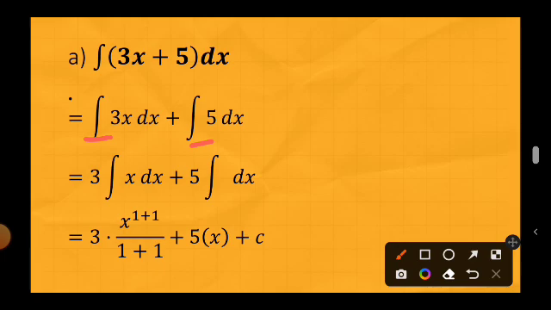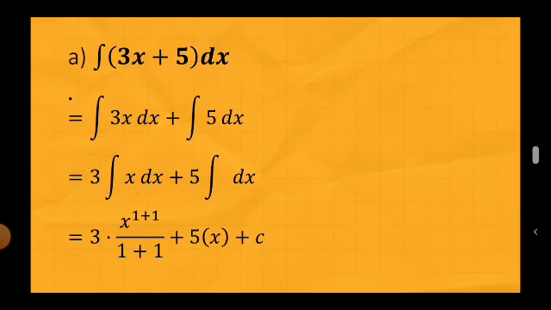So first, for our first function f of x, which is the 3x, we need to separate the constant using the constant multiple rule to the function. So we now have 3 times the integral of x dx plus, same with the second function g of x, we need to separate the 5 by the integral operator.